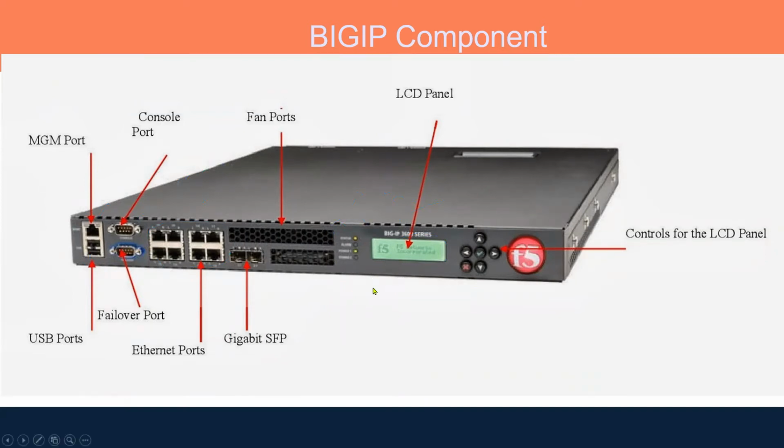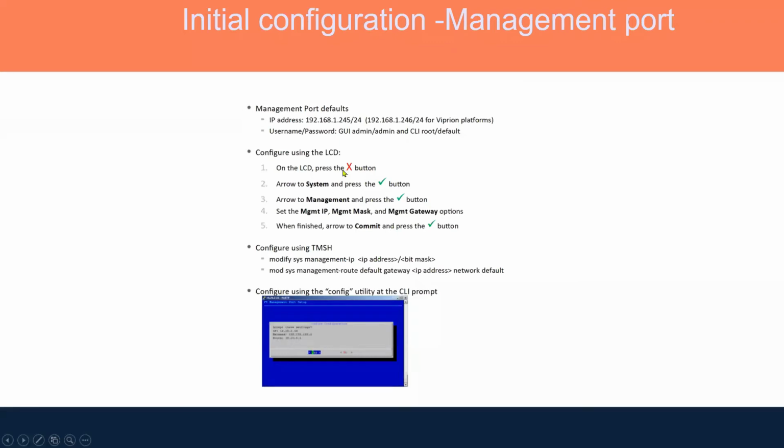So this is the BIG-IP component. Now I will let you know how you would do the initial configuration. Basically, for initial configuration, you can change the IP. You would do the initial configuration if you just want to activate your device.